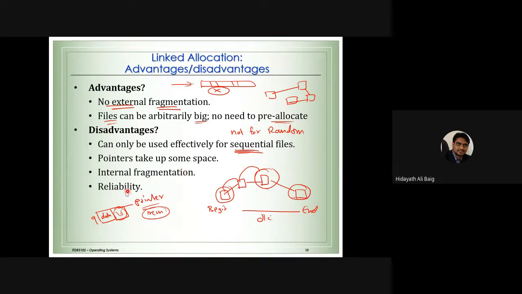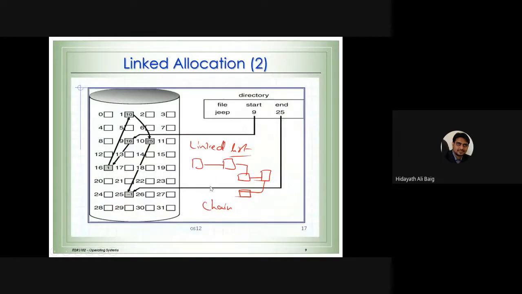Another problem of this is reliability. What is reliability? In the hard disk, sometimes, we'll discuss this point in our last lecture number 12, we have bad blocks. What do we mean by bad blocks? Because of some reason, some portion of the hard disk does not work. Maybe physical damage, or damage by virus or some problem. Some part of the hard disk may not work. For example, suppose this block is not working, then what about my file? Gone. Because the chain is broken now.